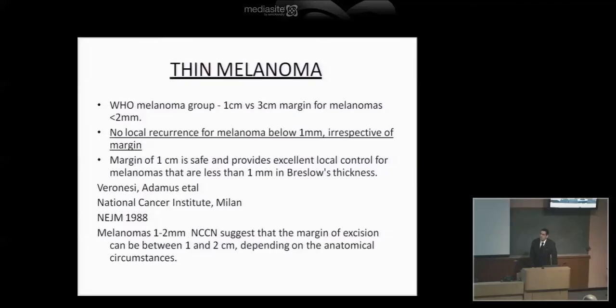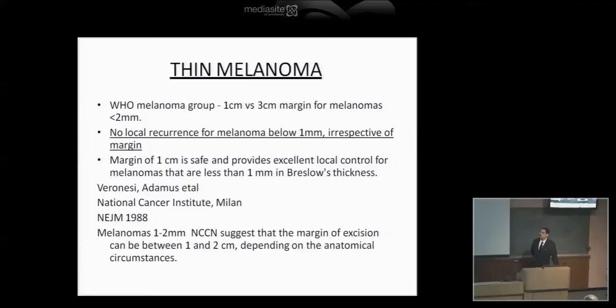Thin melanomas, defined as melanomas less than 1 millimeter, actually carry a good prognosis. The WHO melanoma group decided to study whether you needed a 1 centimeter or a 3 centimeter margin. Their cohort of patients had melanomas less than 2 millimeters. However, in their subset analysis of patients with even thinner melanomas, irrespective of the margin, there was no local recurrence if it was less than 1 millimeter. As a result, they concluded that a margin of 1 centimeter was safe and provided excellent local control.